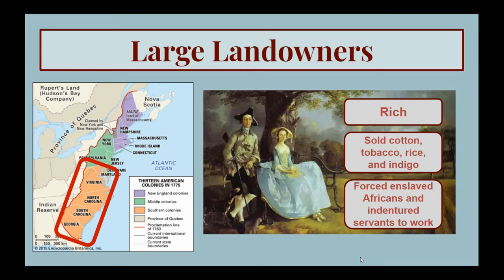They forced enslaved Africans and indentured servants to work on their fields. So they didn't do a lot of the physical manual labor of working on a farm, but they forced enslaved Africans and had indentured servants to do their work for them.